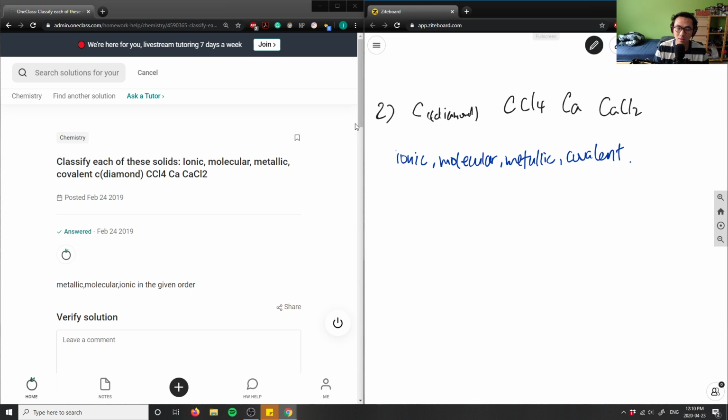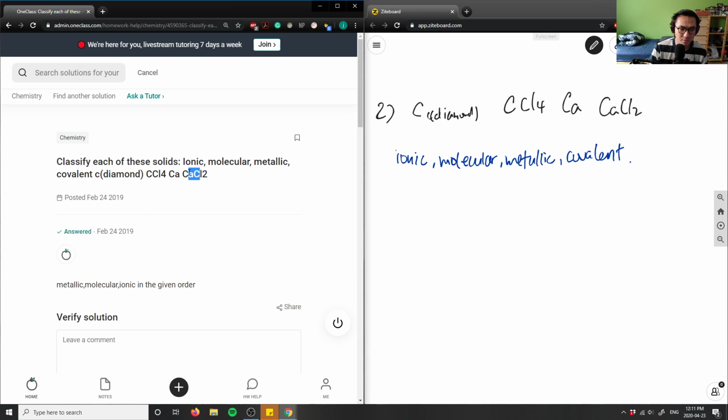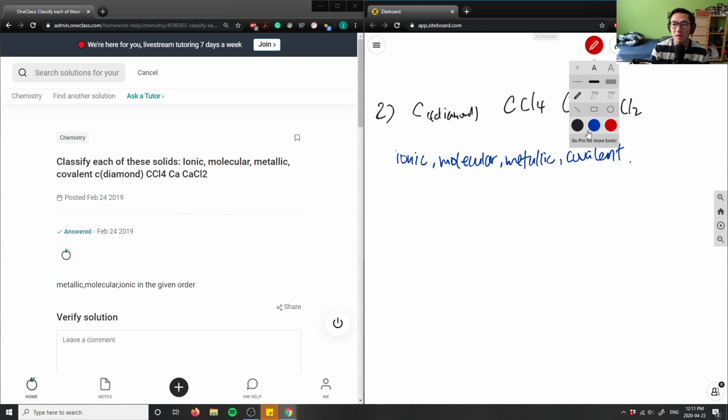So let's look at this question here. They answered this problem already. It says metallic, molecular, ionic in the given order, but I don't think they answered this one as well. Oh, they only answered 3 of the problems, and we have 4 chemicals here, right? They only answered 3. So again, I guess this solution here is incorrect in this case. I have 4 compounds here. So let's look at number 1 here.